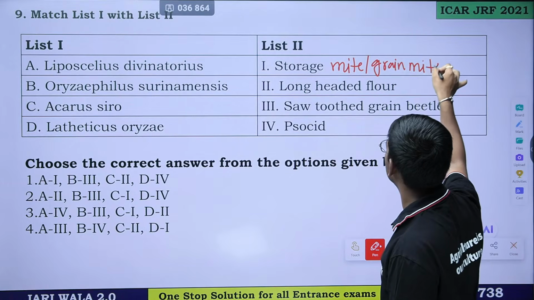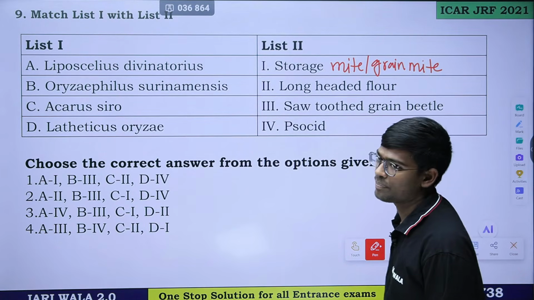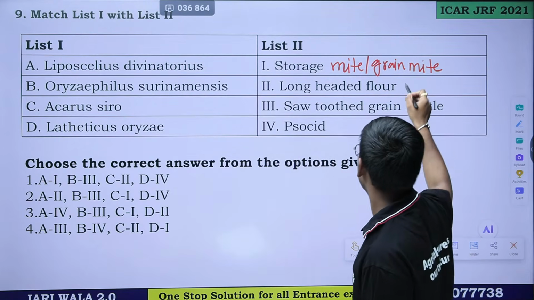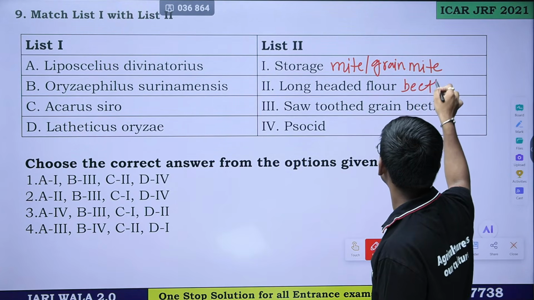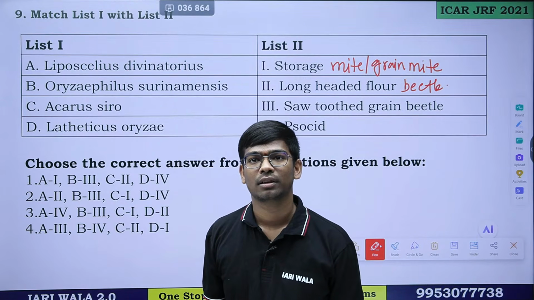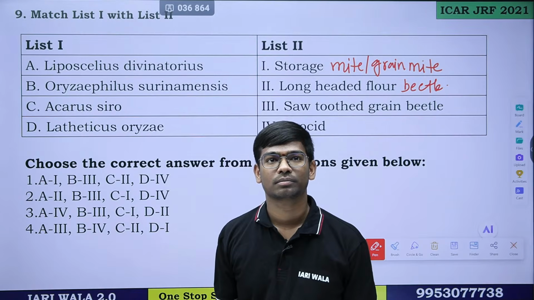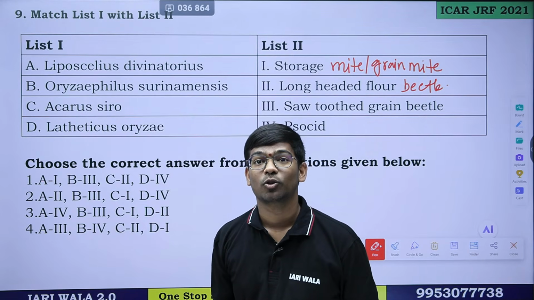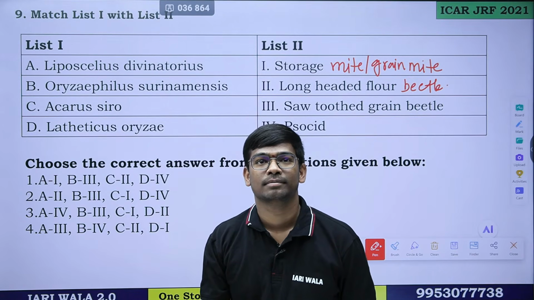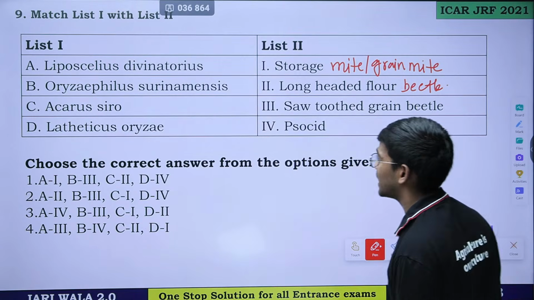Actually it was off, but they should give it like this: storage mite or the grain mite. They should complete it. Okay. Long-headed flour beetle it is. Here also they have missed something. Okay, so anyone? Oh, they have responded already. Option was 3. Very good. Many of the students gave the correct answer.